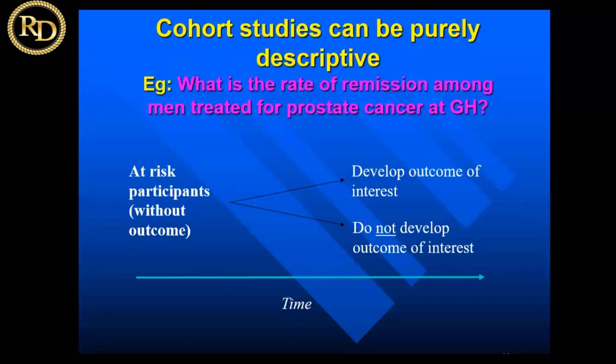What is the rate of remission among men treated for prostate cancer, considering our example? Obviously we have men with prostate cancer. At-risk participants are there without outcome, but they are all having prostate cancer. But even after getting treated, how many of them got remission? Remission means that the cancer developed again. With time you'll see.